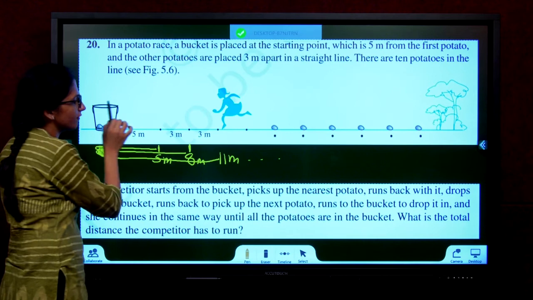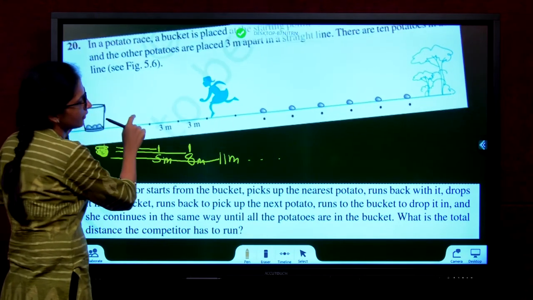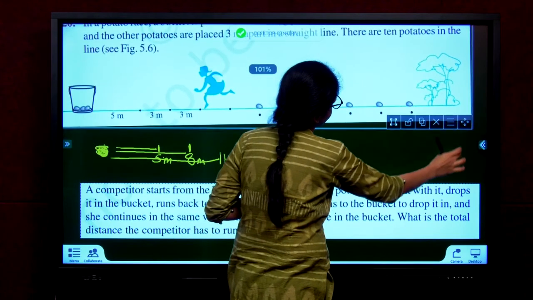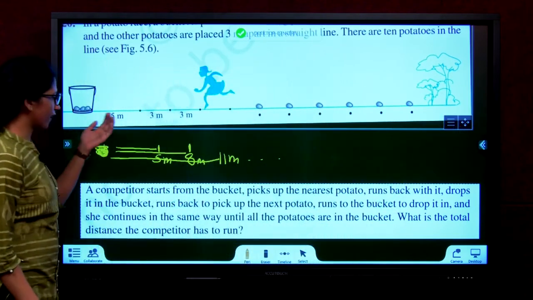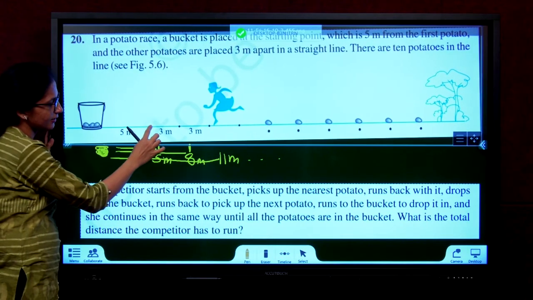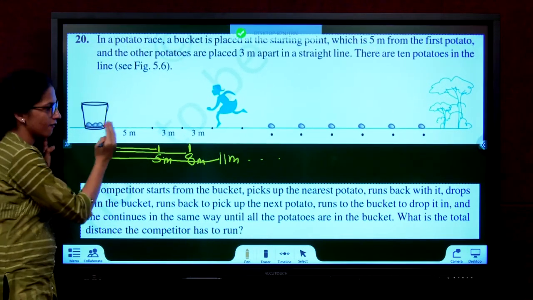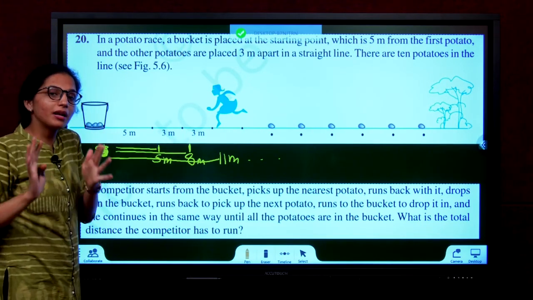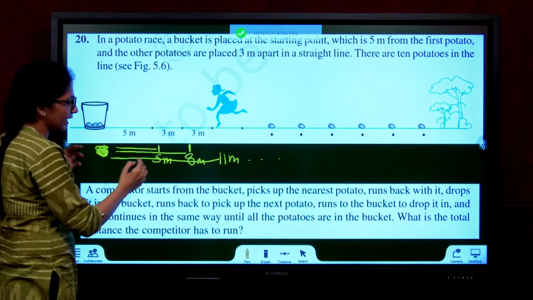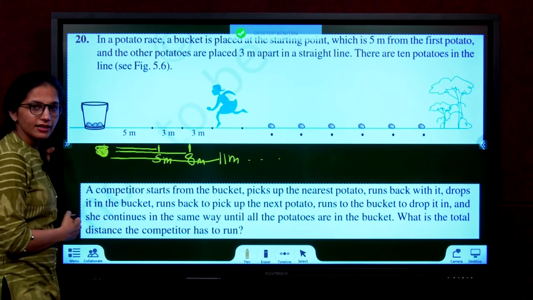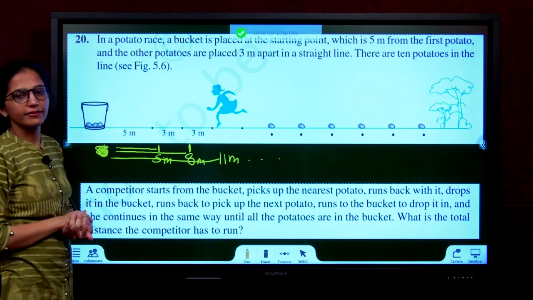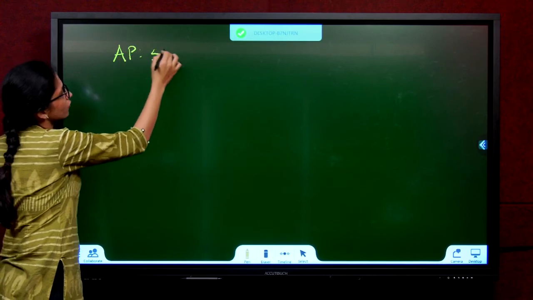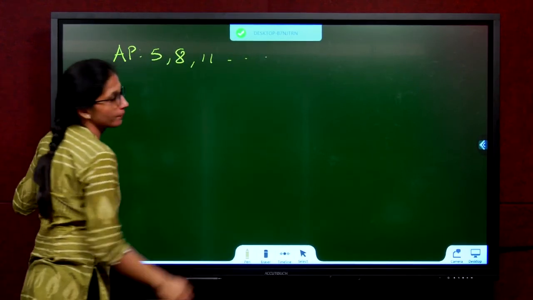So first you run 5, then you run 8, then you run 11, correct? 5, 8, 11. Coming back journey, don't worry, we will multiply in the last. So can I say this is an AP? 5, 8, 11 and so on? Yes? Okay. So the AP is 5, 8, 11 and so on.